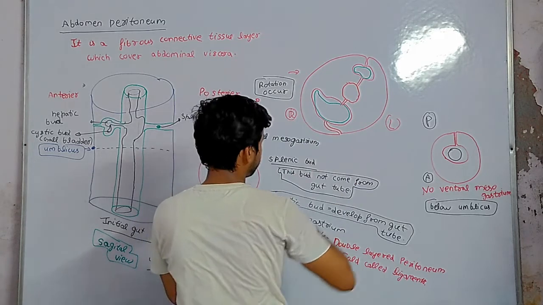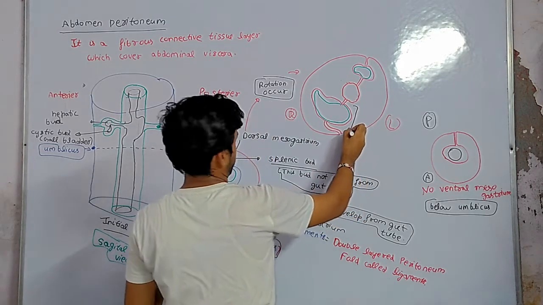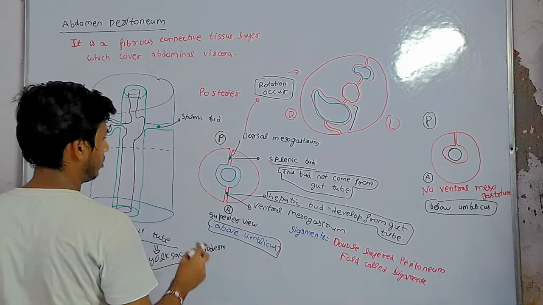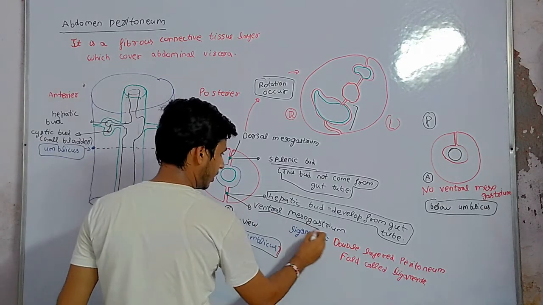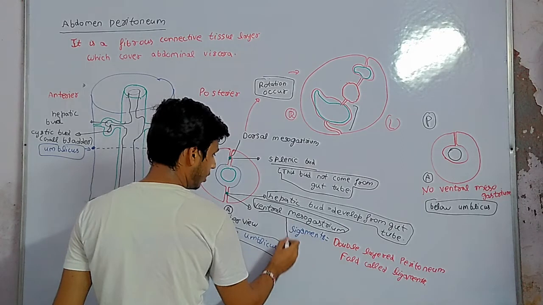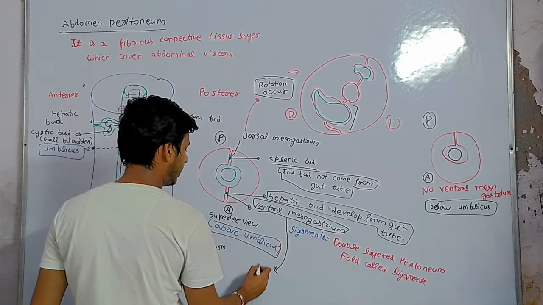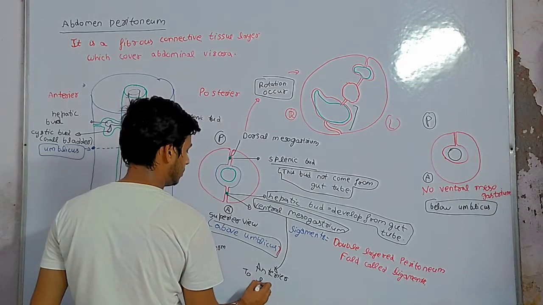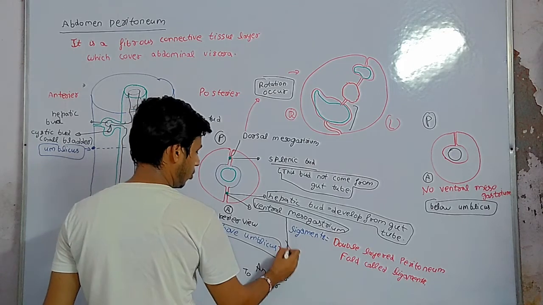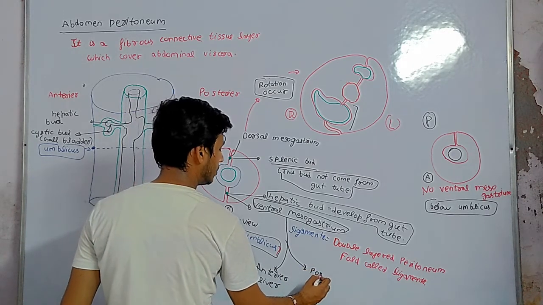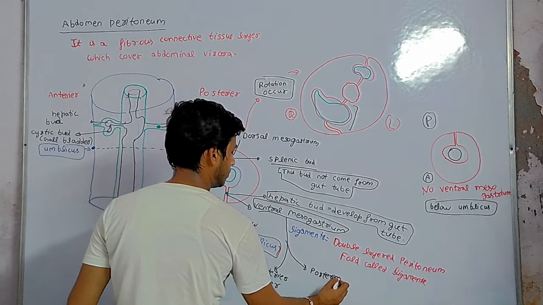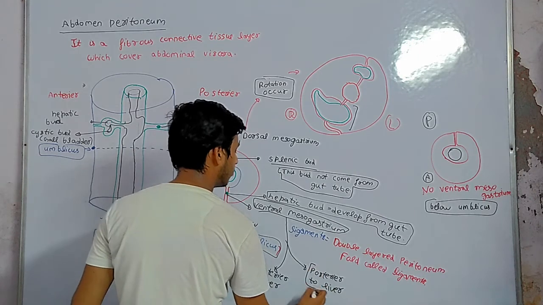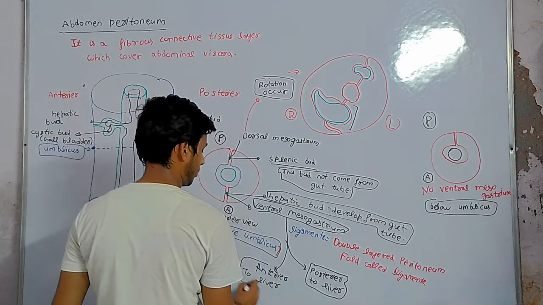So, we can say this is ventral mesogastrium. It is divided into two parts: anterior to the liver, posterior to the liver. Anterior to liver, posterior to liver. This is ventral mesogastrium development.